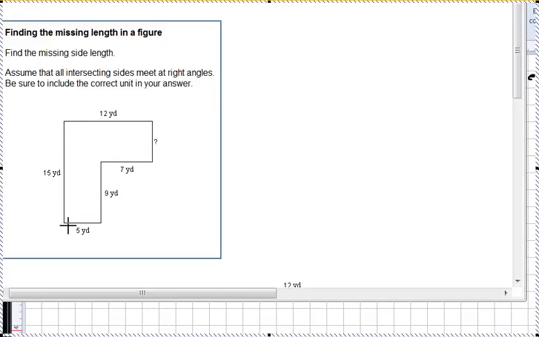And a good hint that you can do is you can say, well, if this is 12, I know that 5 plus 7 has to be 12. So I know that horizontally it will work. What about vertically? Well, it should work vertically as well.